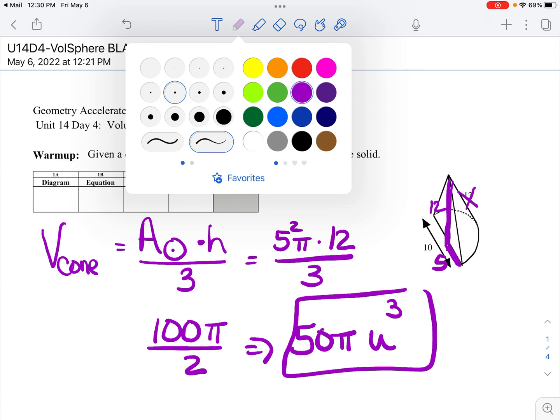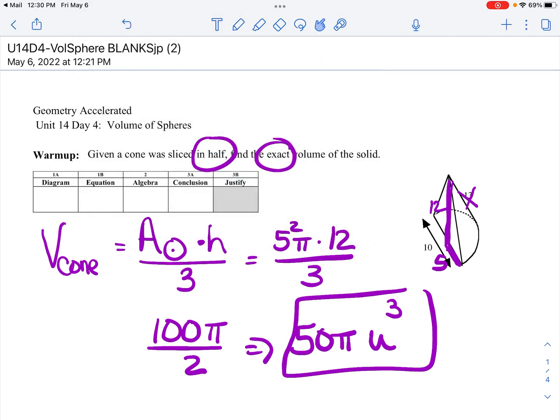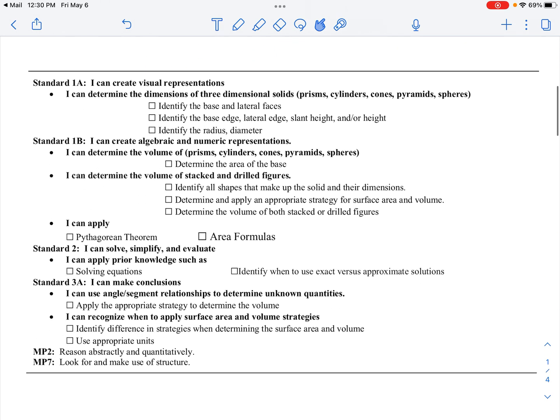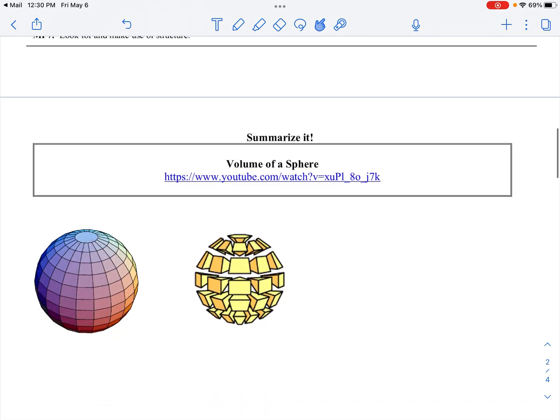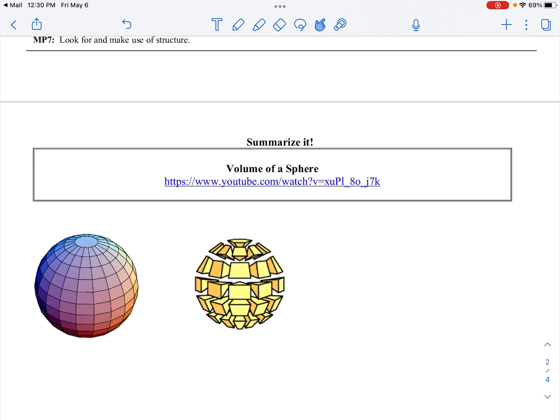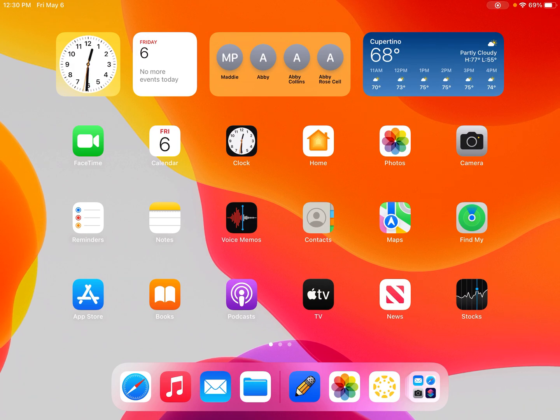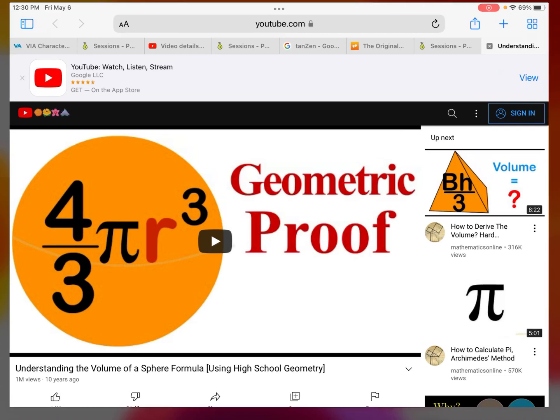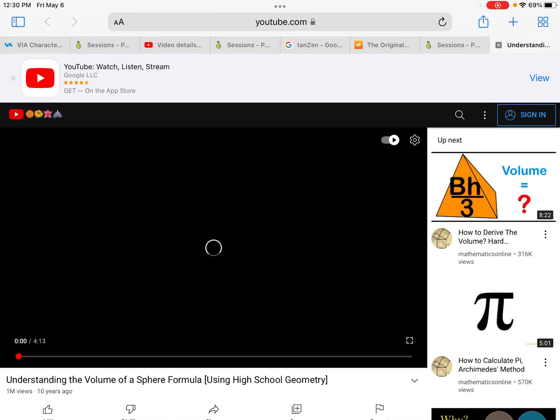All right, so next, today we're going to do the volume of a sphere. What we're going to do first is watch a little video about how we can take a sphere and divide it up into other shapes. Let's see, can I find that video? There we are. Here we go.